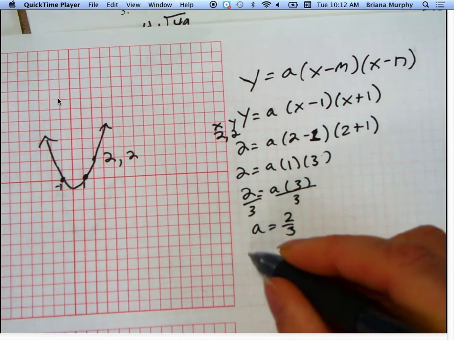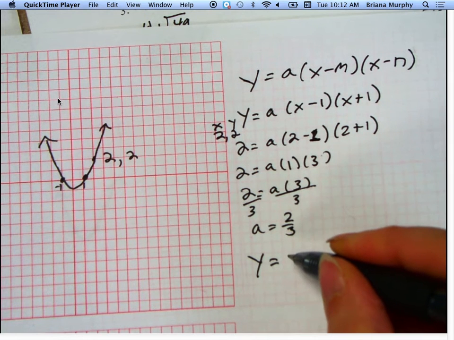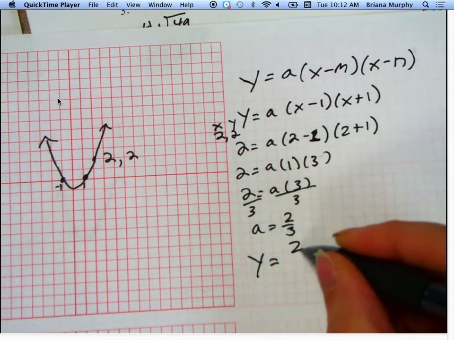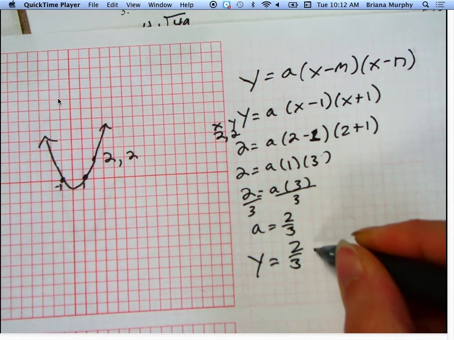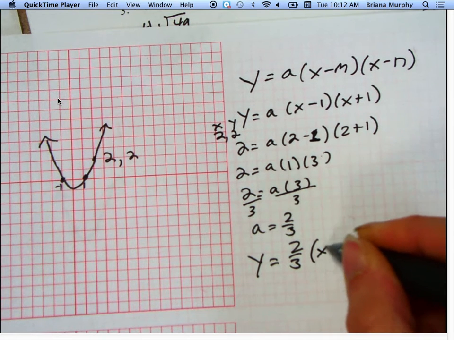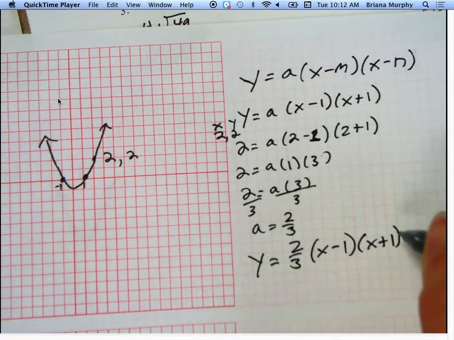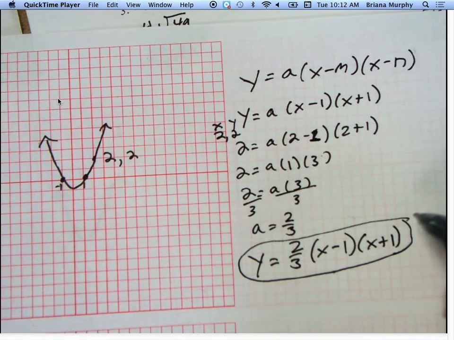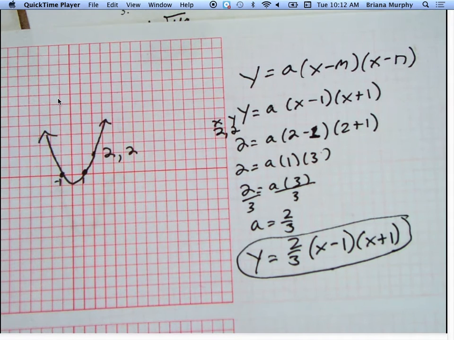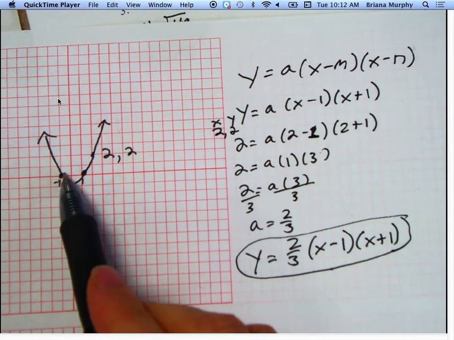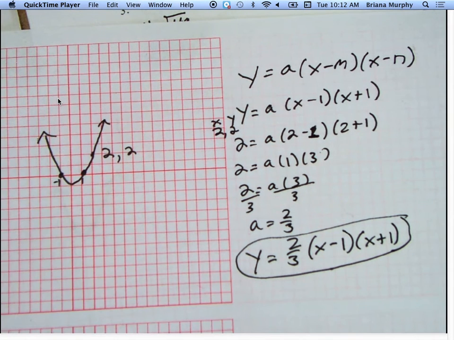So let's write out the whole equation now. So I'm going to write y equals what? 2/3 times (x minus 1) times (x plus 1). That's it. So from the graph, we've used factored form and made an equation. So I get my ones from my 2 roots right here. Okay? Now we're going to try it with another one.